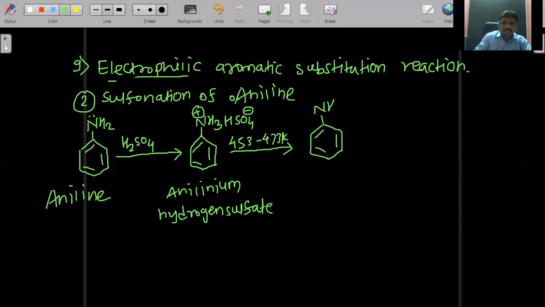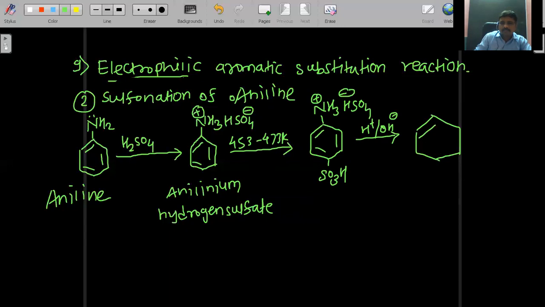Okay, here NH3 plus HSO4 minus. Here SO3 is attached. Now on hydrolysis, this protection is removed, and here NH2 is formed. Here SO3H is formed. So the name is para sulfonyl aniline. This is the name.